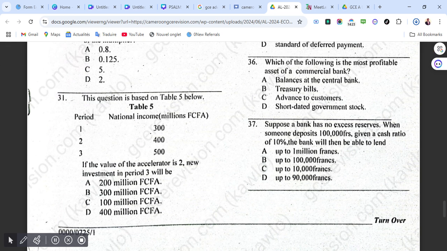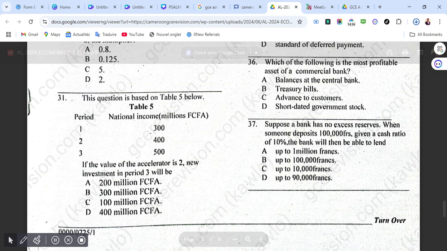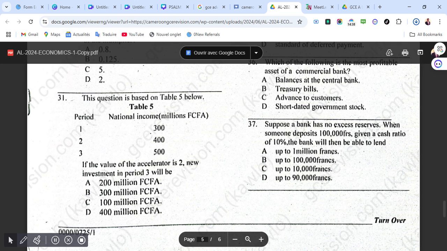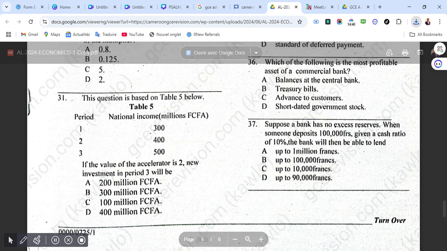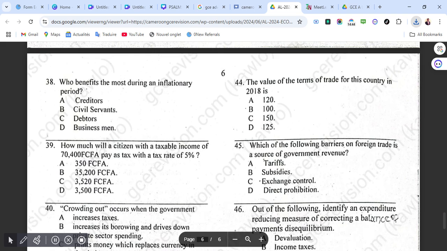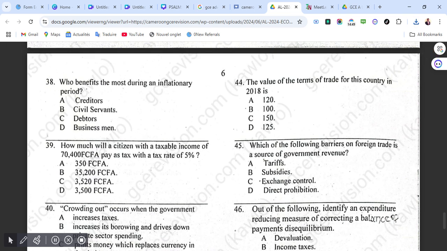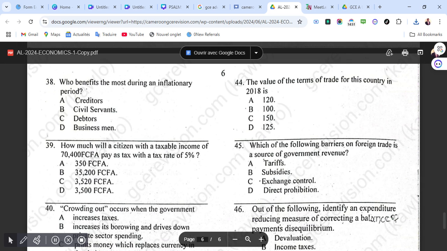37. Suppose a bank has no excess reserves. When someone deposits 100,000 francs, giving a cash ratio of 10%, the bank will then be able to lend D, up to 90,000 francs. The next page. Who benefits the most during an inflationary period? Correct answer is A, creditors.